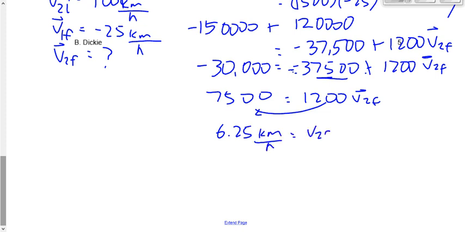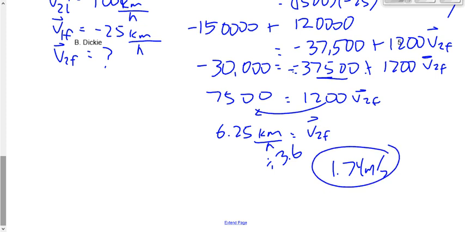How do we know they're kilometers per hour? Because that's what I used through the whole problem, right? The answer has to be in kilometers per hour. Now you want to convert that to meters per second. You're going to multiply that by, or sorry, not multiply by 3.6, but rather divide by 3.6. And I think when you do that, you end up getting 1.74 meters per second.